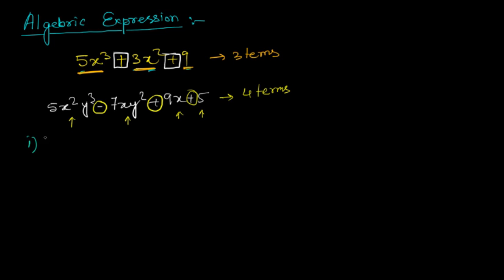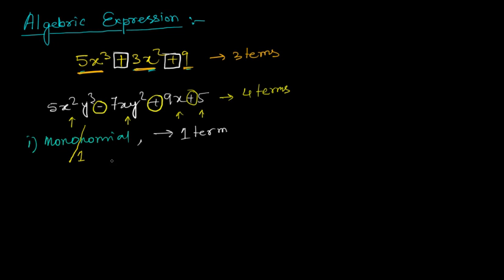Now, depending upon the number of terms, we have classified the algebraic expression into several types. The first type is called monomial. So what is called a monomial? Remember the word mono means one, or a single. So that means an algebraic expression having only one term is called a monomial. It must have only one term.